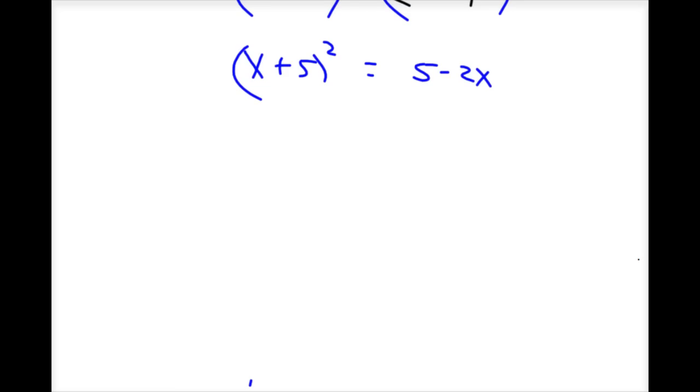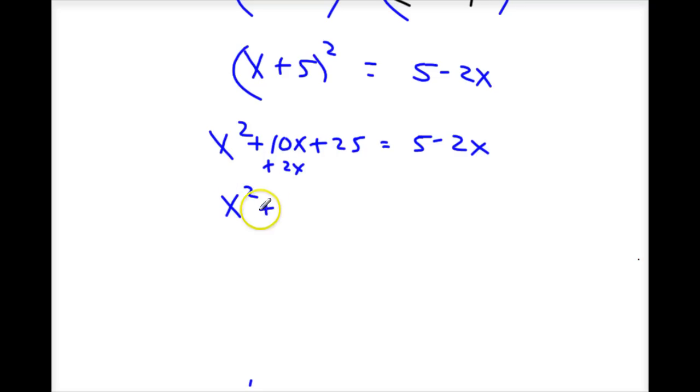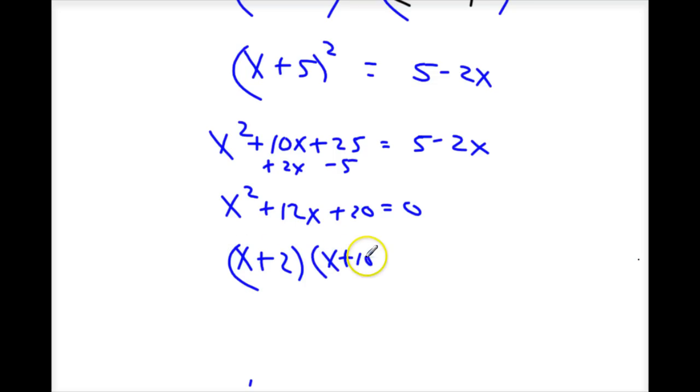Then you got a squared and situation on the left. First one squared, twice the product, last one squared. Equals 5 minus 2x. This is a quadratic. I'm going to make it equal 0. I'm going to add the 2x over, make it 12x. I'm going to subtract the 5, make it plus 20. And I'm going to factor what times what is 20 and adds up to 12. That's 2 and 10. So possible solutions are -2 and -10.